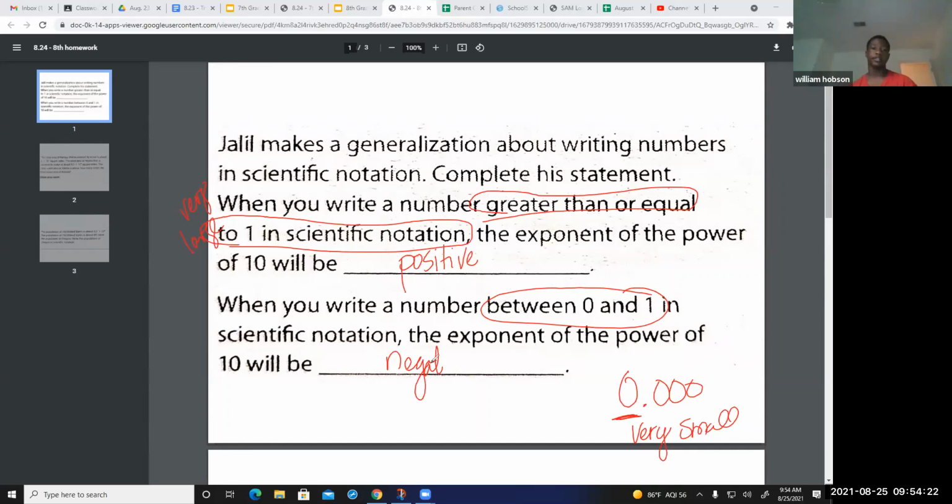Miss Kitchens, for this part, I didn't know how to show my work on this. Yeah, this one was just pretty much letting me know positive and negative. So yeah, it would have been good. All right, so Cameron, make sure you don't confuse those wordings of greater than or equal to 1 or between 0 and 1.